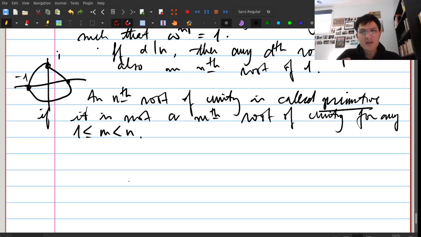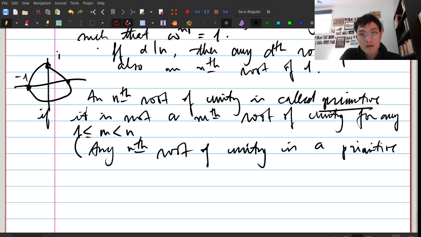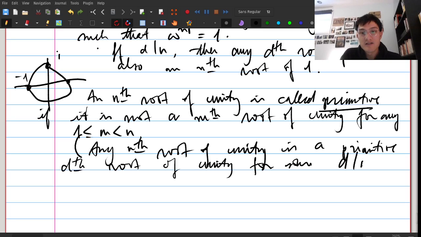Okay? And you can kind of see that, so in brackets, any nth root of unity is a primitive dth root of unity for some d dividing n. You can kind of see that from the picture. So these are all the fourth roots of unity, but there are some special ones.